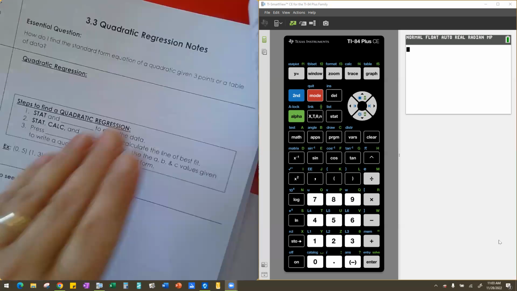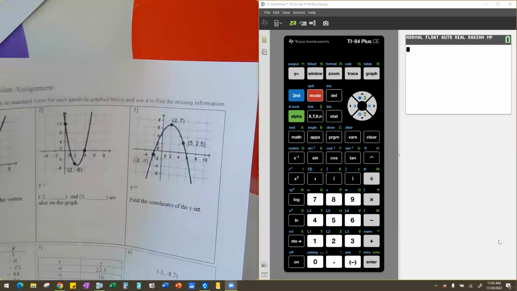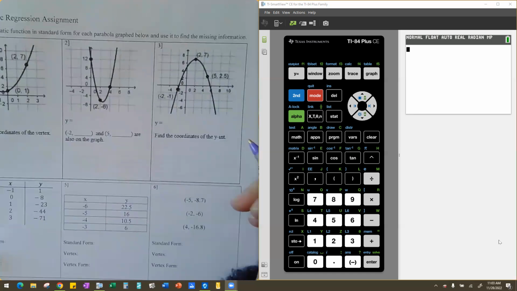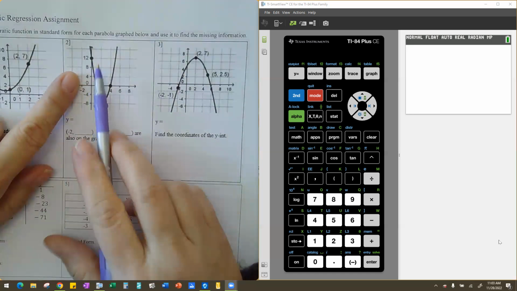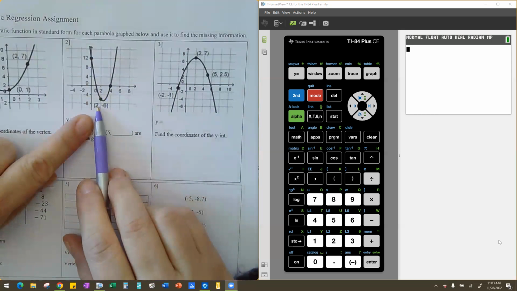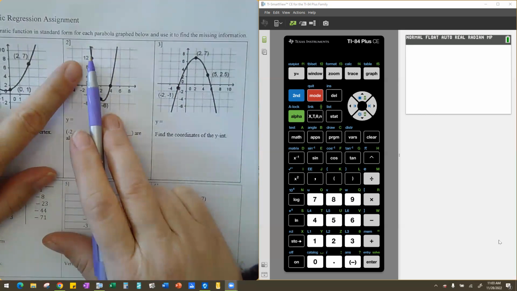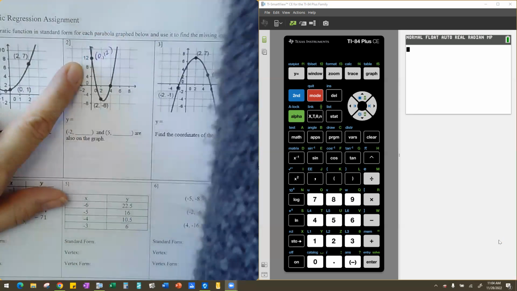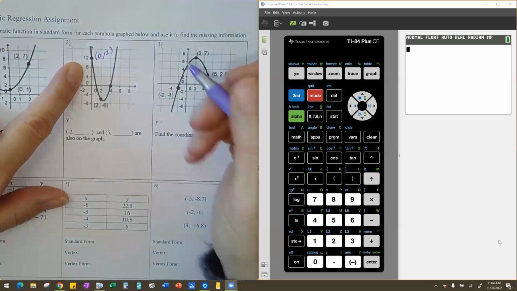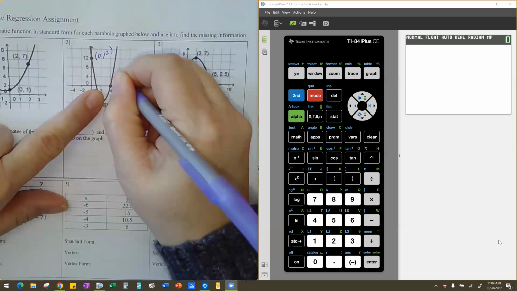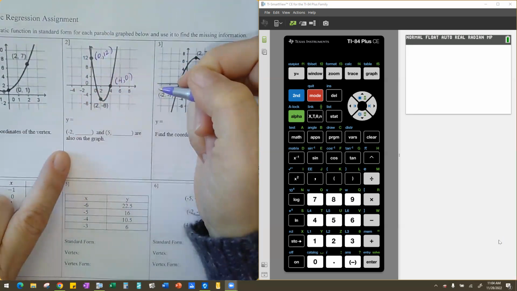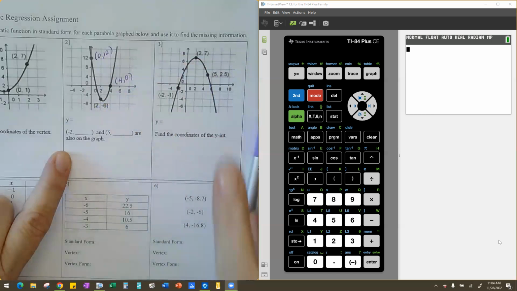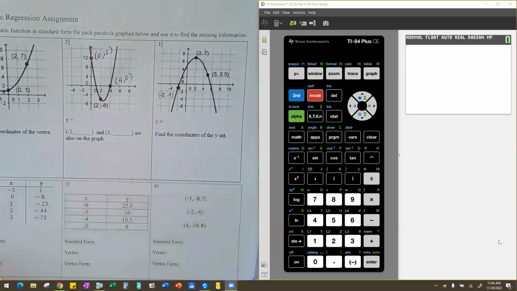And I'm going to work through number 2 with you. And I am assuming right now that you already have notes to refer to. So here's number 2. I don't have labels on these points except for this one, but this point is (0, 12). And this one is (4, 0). So (0, 12), (2, -6), and (4, 0) are the 3 points that I'll put in the calculator to do a regression.